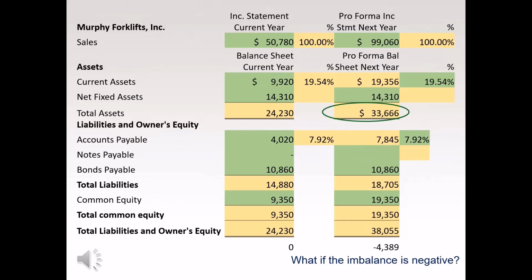It's certainly possible to come up with a negative imbalance. That would be if your total assets are less than what your total liabilities and owner's equity are. When this happens, it just indicates that you have created enough support for your assets and that you do not need to additionally borrow or issue bonds or issue stock in order to cover your next year's needs.